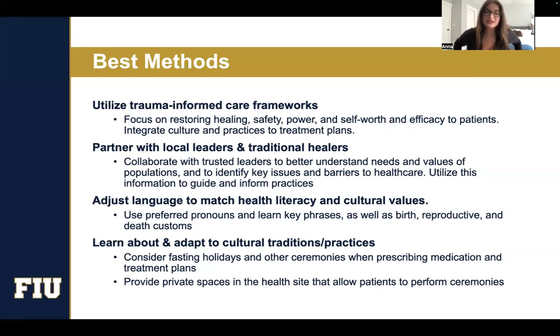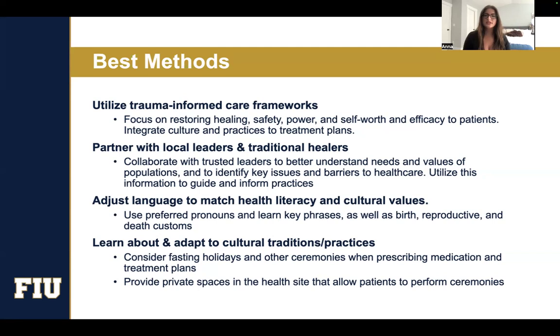So some methods to keep in mind include utilizing trauma-informed care frameworks. And this really focuses on restoring healing, safety, power, self-worth, and efficacy and agency to these patients. This is where we'll really want to focus on communicating and collaborating and integrating their culture and practices into the treatment plans that we're creating for them. It's also important to partner with local leaders and traditional healers, and that collaboration will develop both rapport and trust with the rest of the community, and also help us to be more informed and to guide our practices as we treat members of their community.